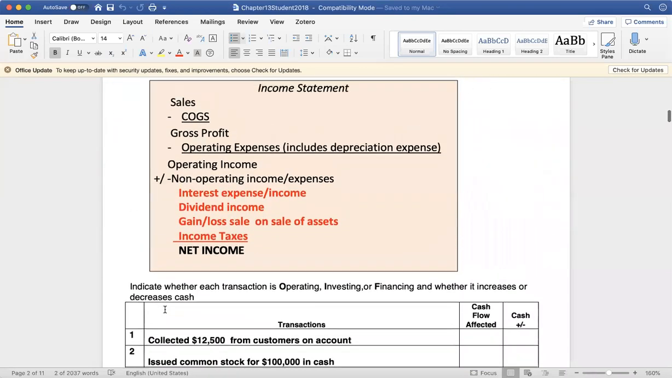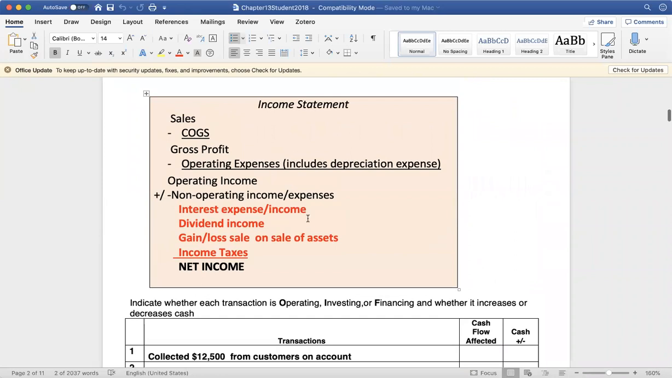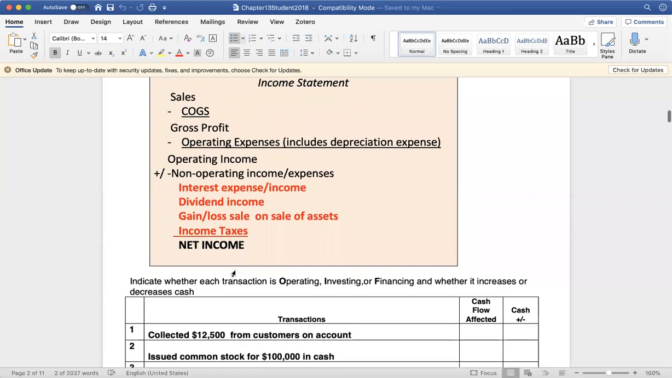Okay, so this table is an income statement, kind of a reminder of what we had for our income statement, and we did the income statement in our financial accounting as well. We have sales on top and cost of goods sold, and then this is gross profit, minus operating expenses. Then we have our operating income, then we deduct all these other non-operating income and expenses, then we come to our net income.